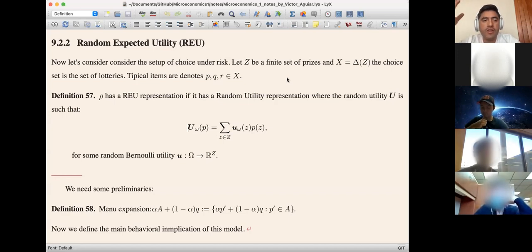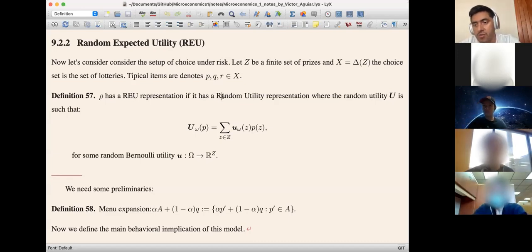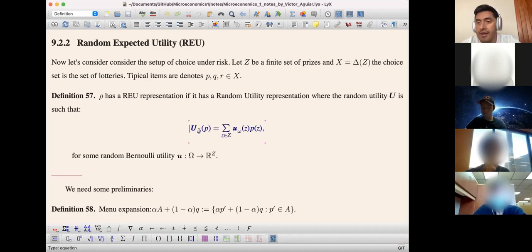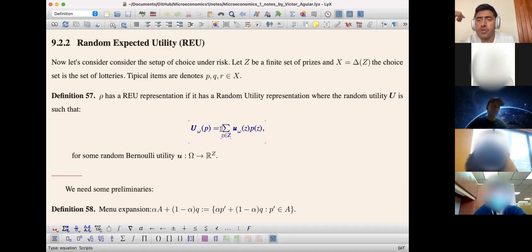Okay. So the random expected utility model, essentially, rho has a random expected utility representation if it has a random utility representation, as we defined in the previous lecture, where the random utility, bold U, is such that for any omega realization, this would be expected utility. That means that each realization of the random utility is restricted to be of the expected utility form, right? So it cannot be anything else. It cannot be, of course, something nonlinear. It has to be this linear model.